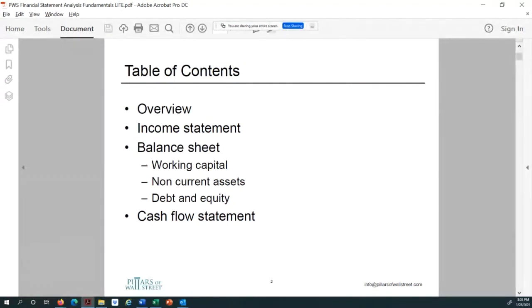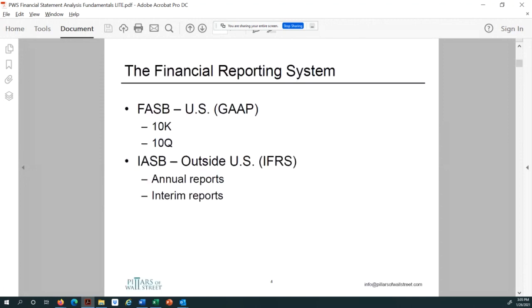Here are the topics, just a table of contents. This is the order in which we're going to proceed through the material. Let's first begin with an overview of the three financial statements, as well as the financial reporting system. There are a lot of acronyms here, so make sure you're taking notes. We always stress that taking notes helps you remember things. As many acronyms as we have here, make sure you're taking notes and defining each one. It's important that you be able to quickly recognize what each acronym stands for and what it means.